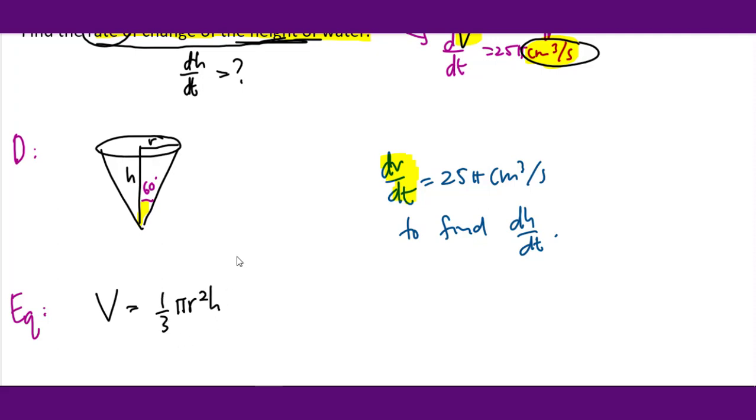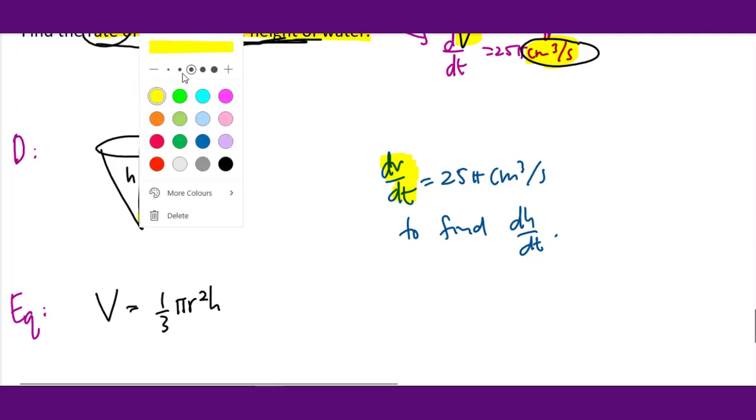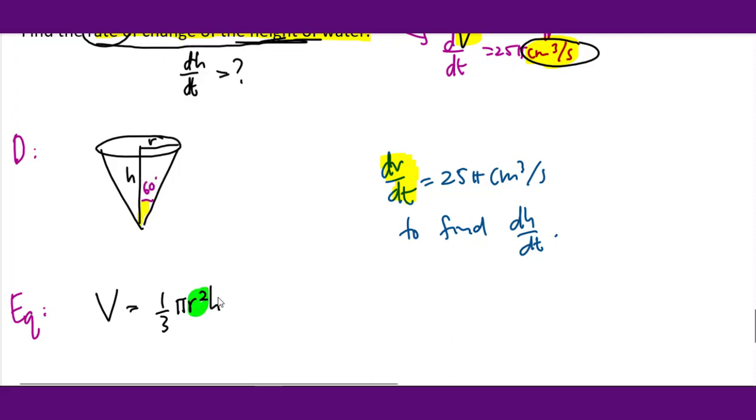Now here the variables are r and h. Two variables. We need to reduce to a single variable. Now we're going to find dh/dt, so we should get rid of variable r. So now find the info that relates the two variables. The given info is only this one.